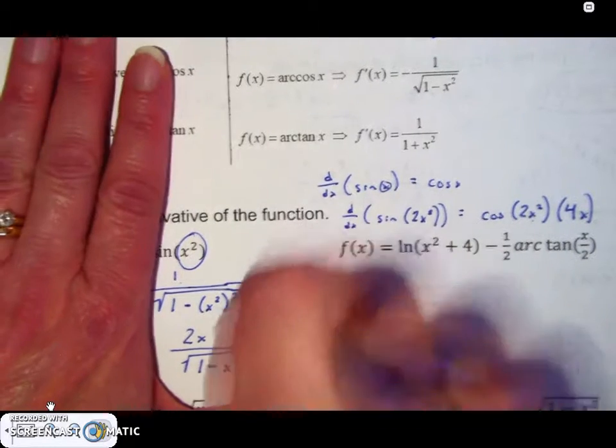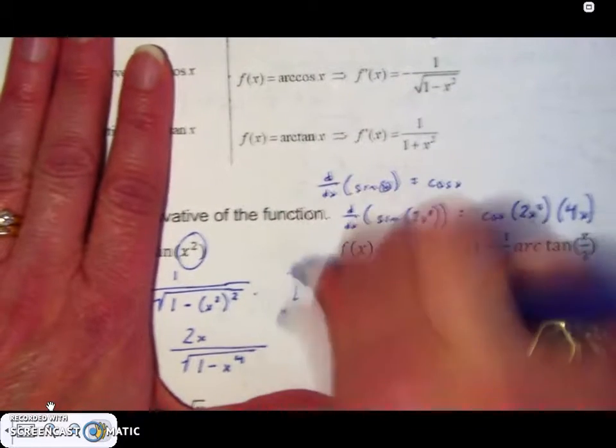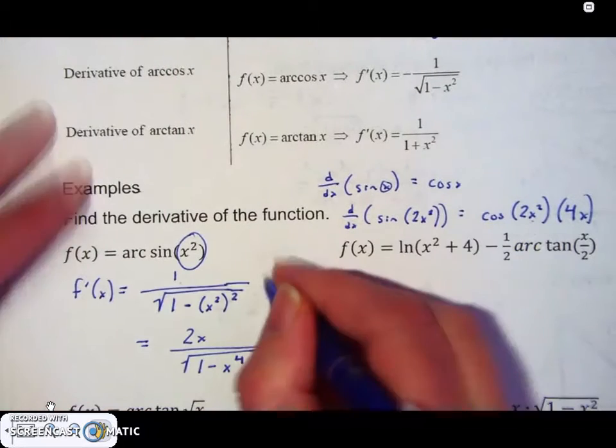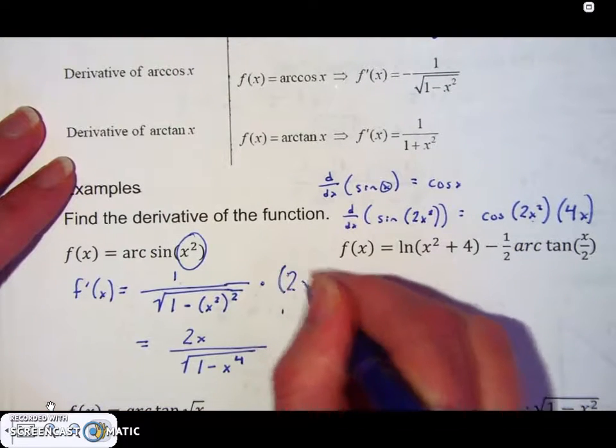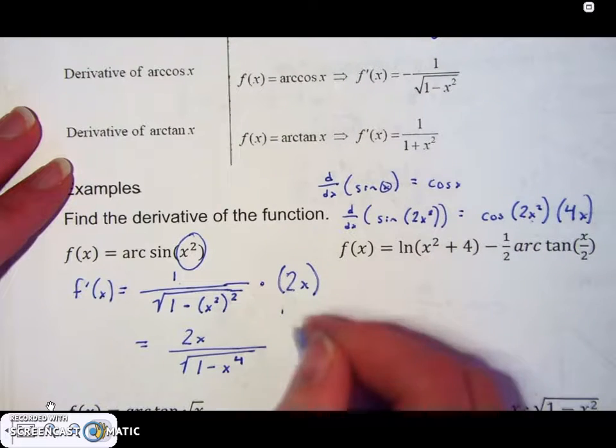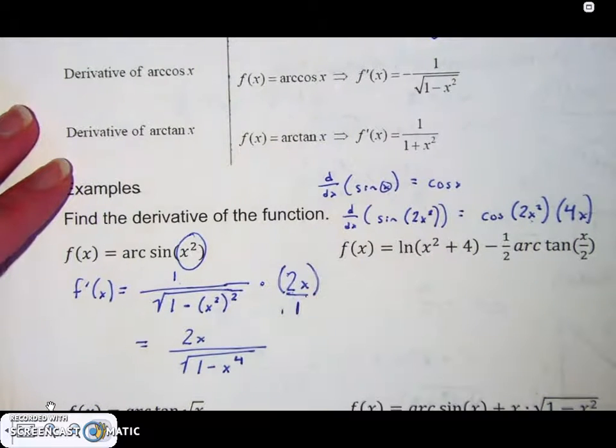No. So this is like beside it. It's not under the root. So it's like this times 2x, not under the radical. So it's just 2x over 1. Is that all right? Okay.